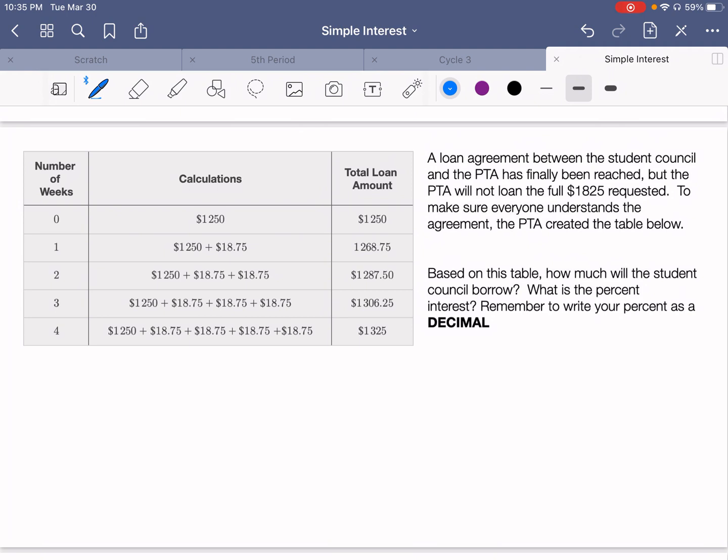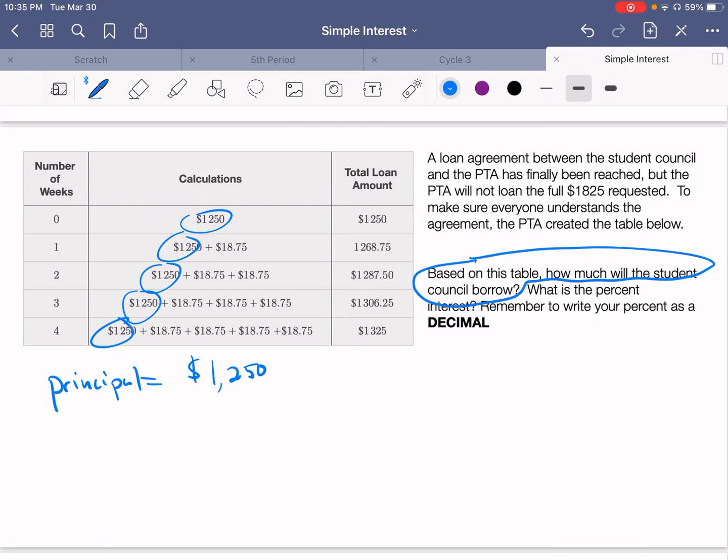So based on this table, how much will the student council borrow? Well, I can just look and say, this is the number that's not changing, right? So that's the principal. So they're going to borrow, the principal is 1,250, right? Which is this information.